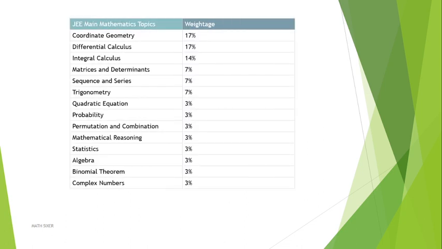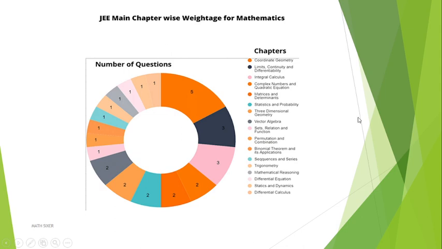So now we'll see the weightage here. As I already told you, coordinate geometry has more weightage, 17%, and next you can see on the screen. So we have to concentrate more on coordinate geometry and differential calculus and integral calculus. Okay, so the same thing you can see in the pie chart, and it also gives the same thing which we discussed earlier.